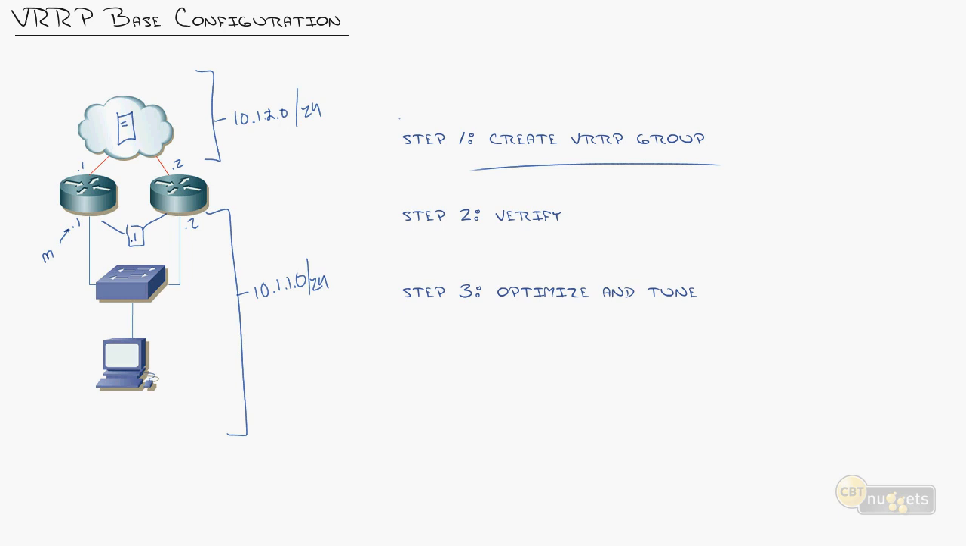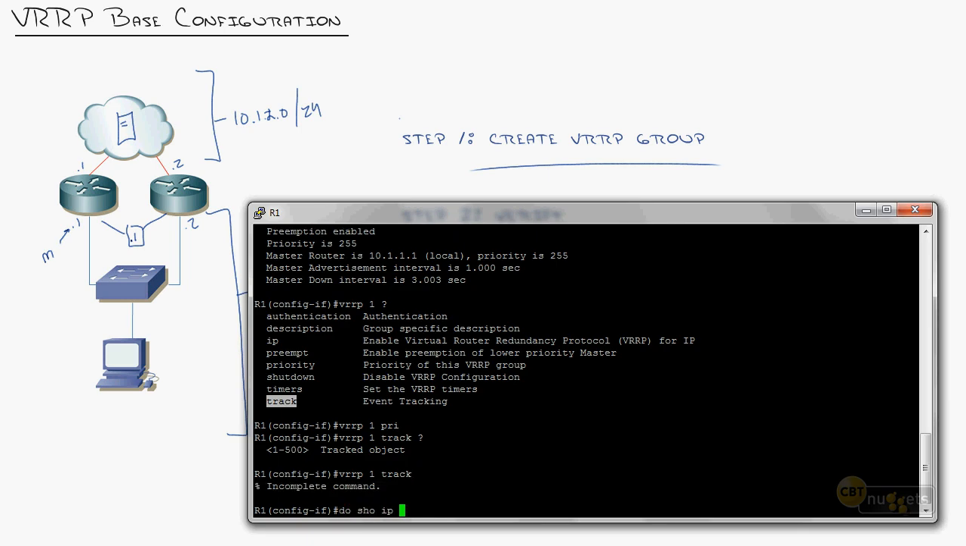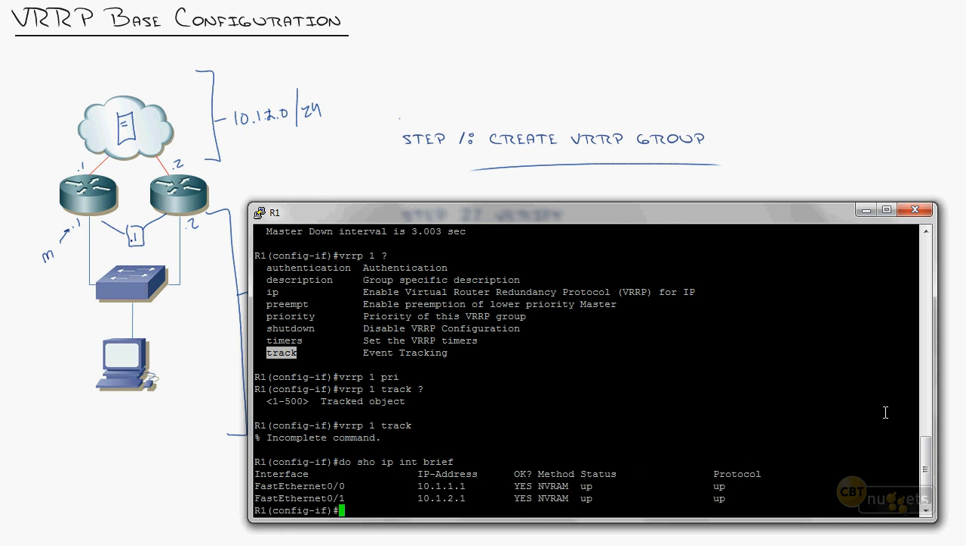Track objects do exactly what they sound like. They track things. Now, what they track can be a whole gamut of items. I would say the one that's most relevant, that you mostly see being used, is the line protocol. You remember when I first introduced the show IP interface brief command. One of the things we saw, let me just hit enter, do show IP interface brief. One of the things we saw is this: we have the protocol or line protocol status.